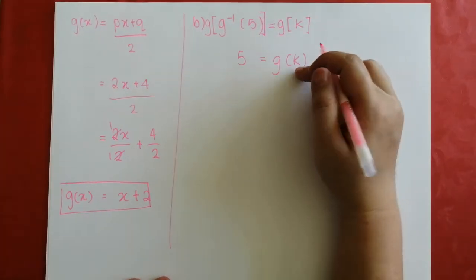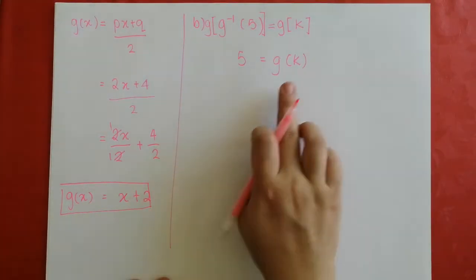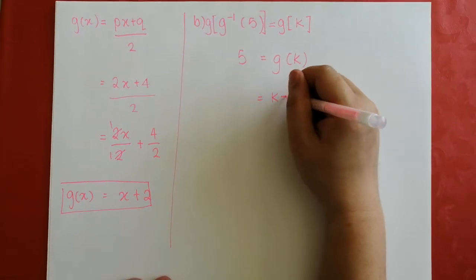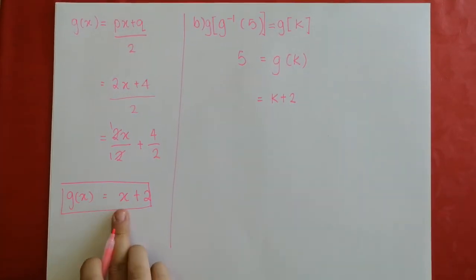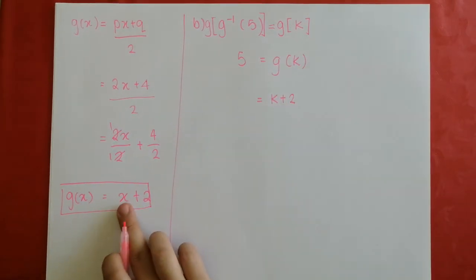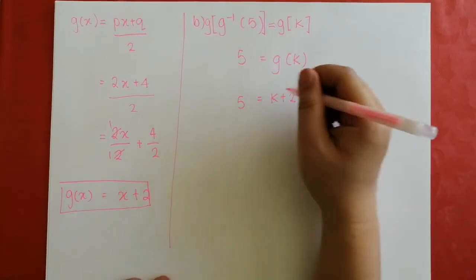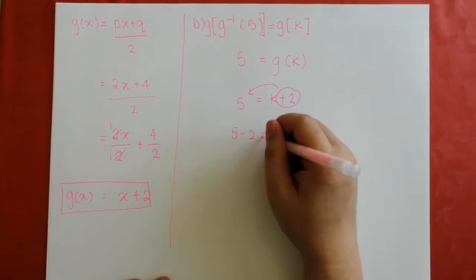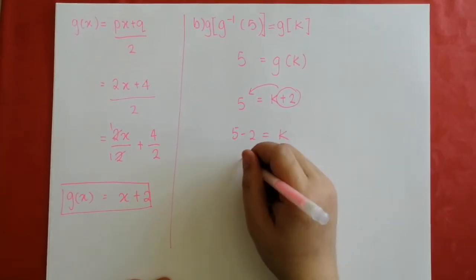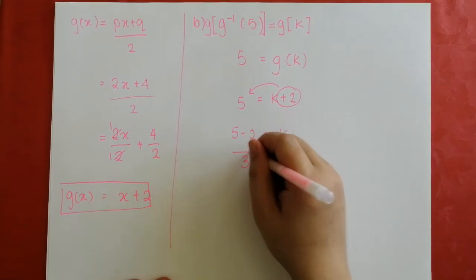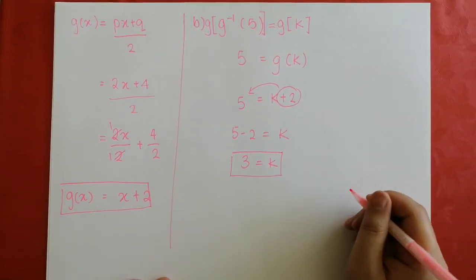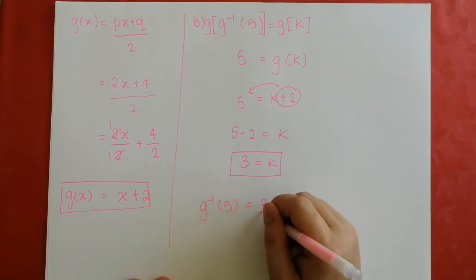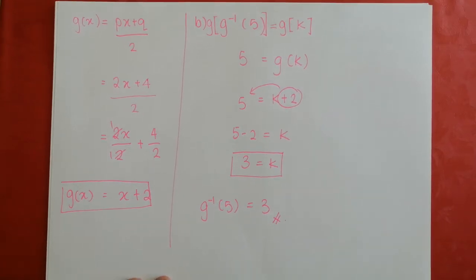Okay, so g of k means that your x changes to k. So g of k means it's k plus 2, because we know g of x is x plus 2, so g of k will be k plus 2. So k plus 2 equals 5. Plus 2 brought over becomes minus 2. Therefore, k will be equal to 3. Or you can write the g inverse of 5 will be equal to 3.